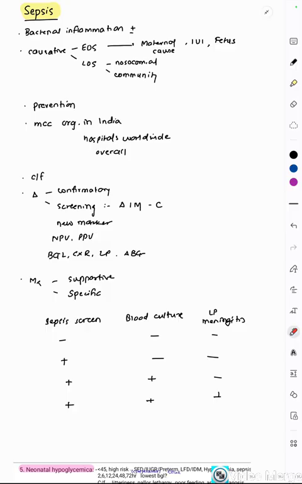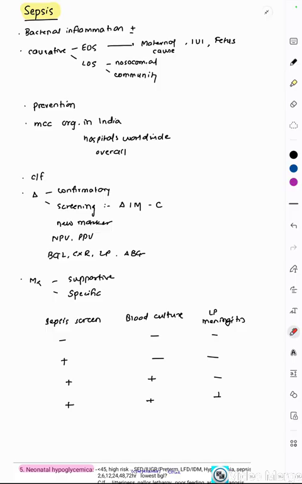Additional investigations are blood glucose levels, chest X-ray, lumbar puncture for meningitis, and arterial blood gas analysis. Management is supportive management, that is IV fluids are given, maintain euthermia, euglycemia, and oxygen to the baby. The specific management is giving empirical antibiotics that include ampicillin, gentamicin, and metronidazole.